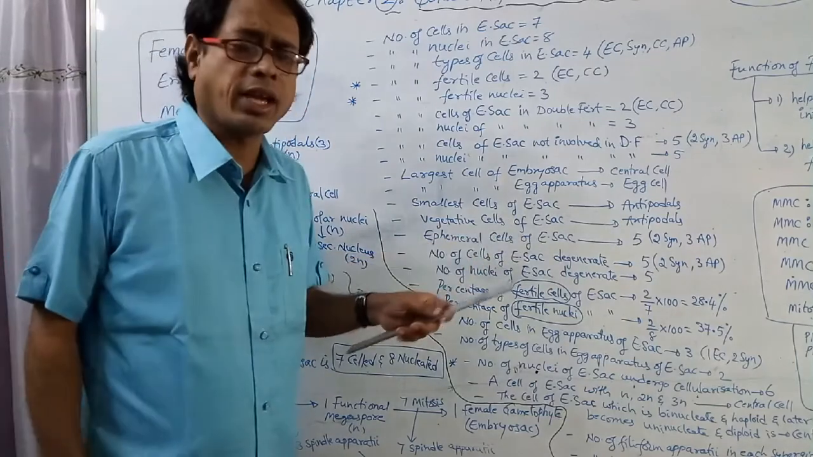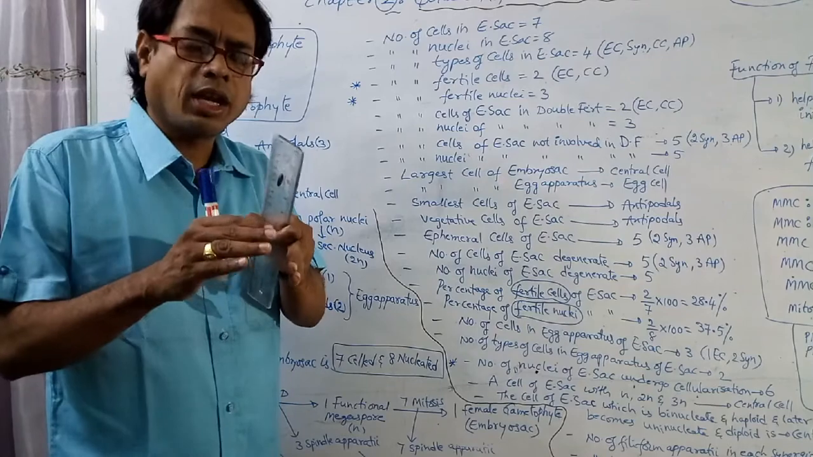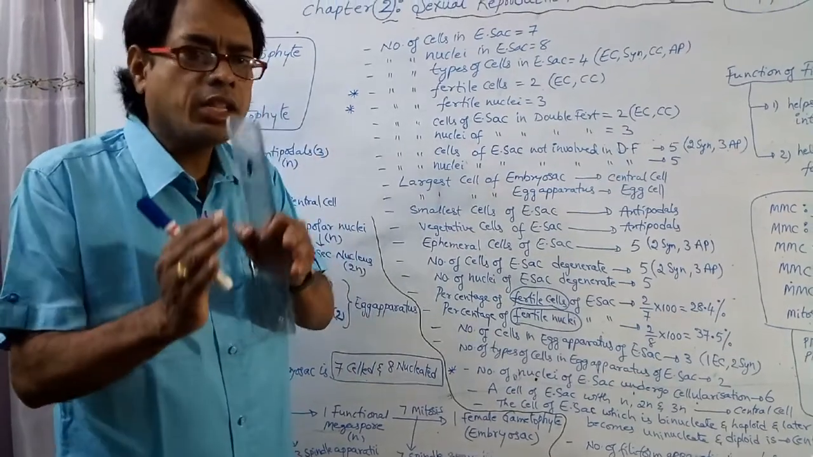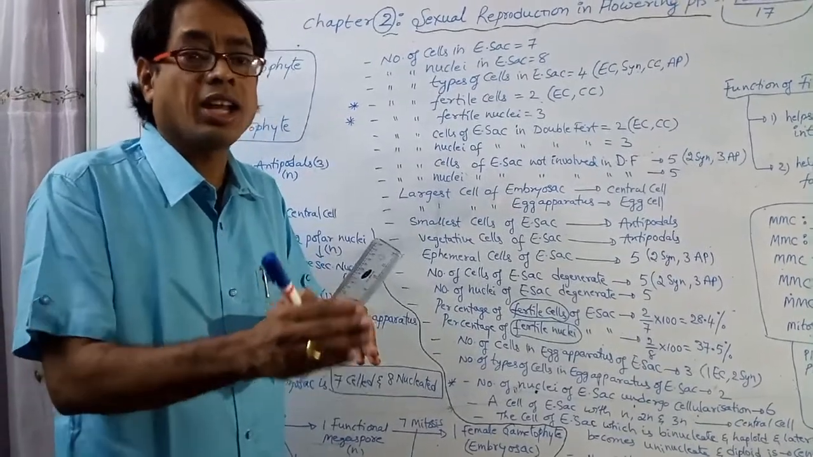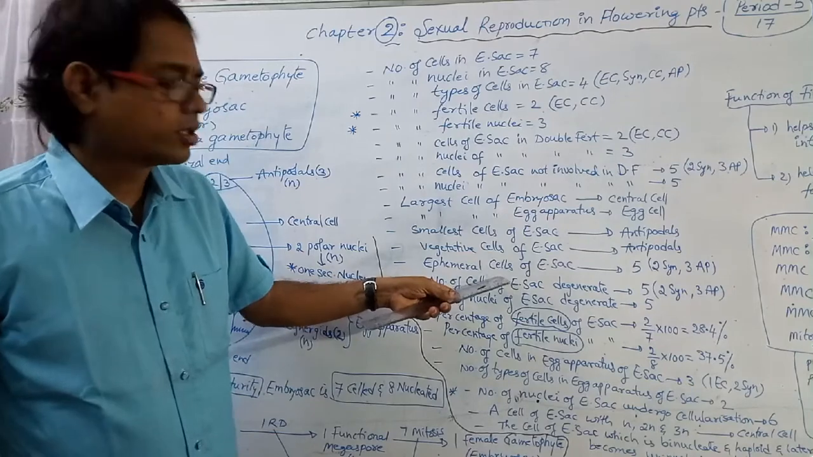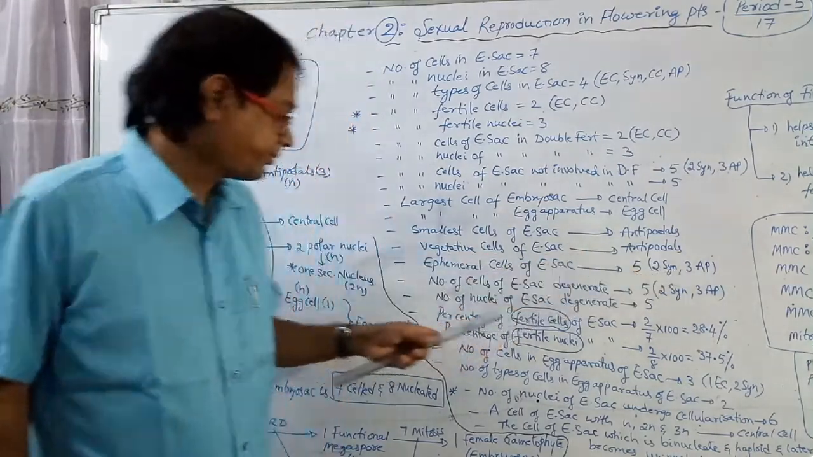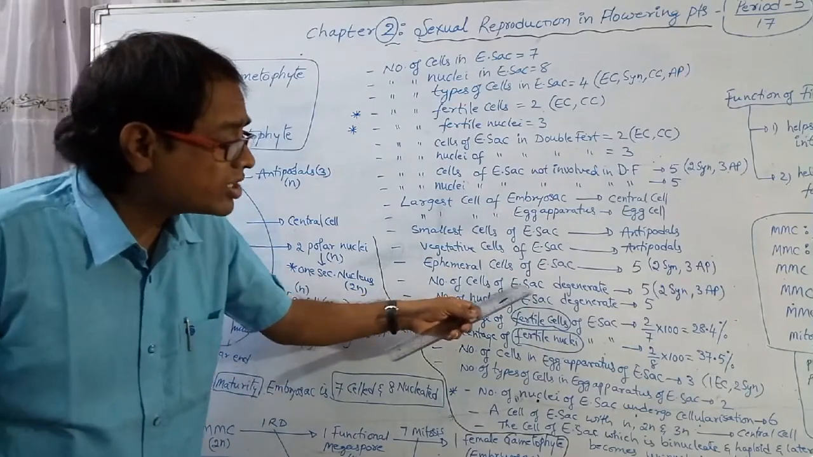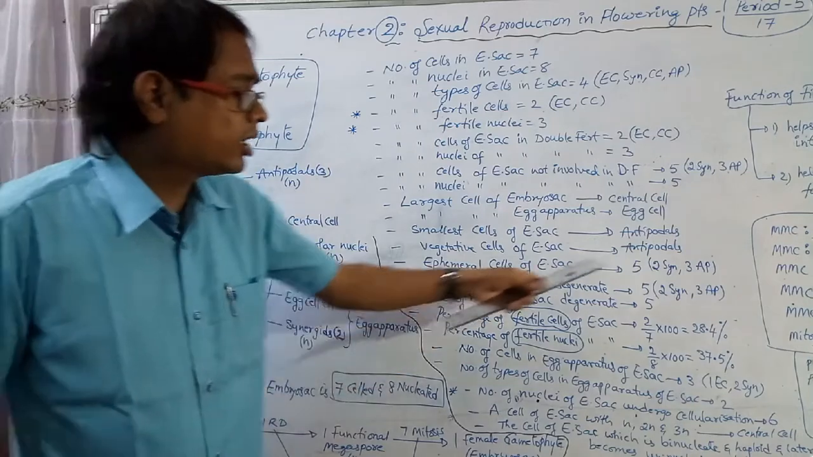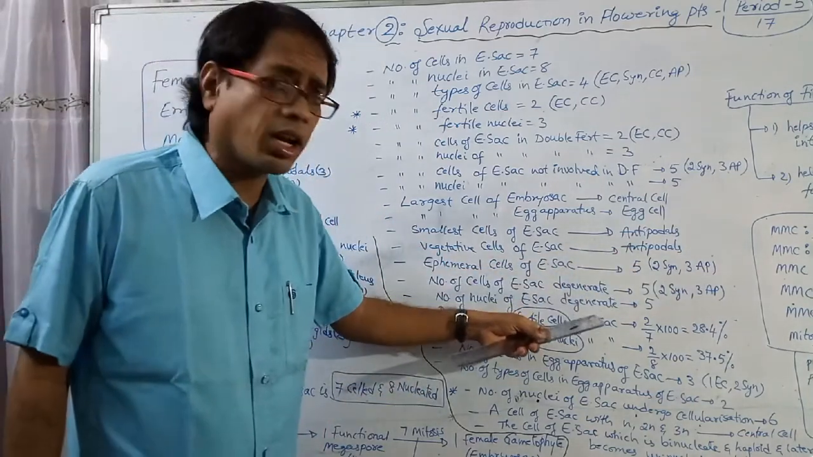Ephemeral cells of embryo sac. Ephemeral cells means those cells are present initially, and later on they degenerate. Those are considered ephemeral cells. There are 5, that is 2 synergids and 3 antipodals. Number of cells of embryo sac that degenerate: 5, 2 synergids and 3 antipodals. Number of nuclei of embryo sac that degenerate: 5.